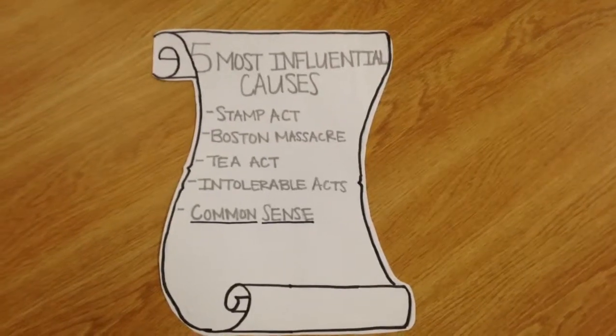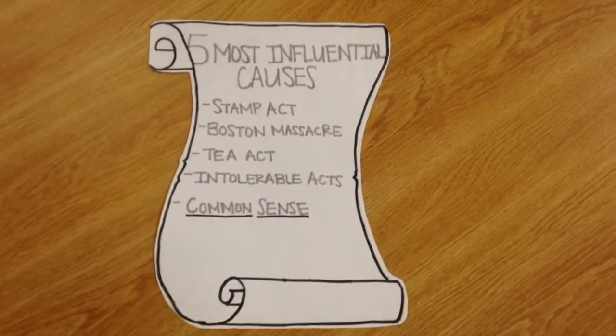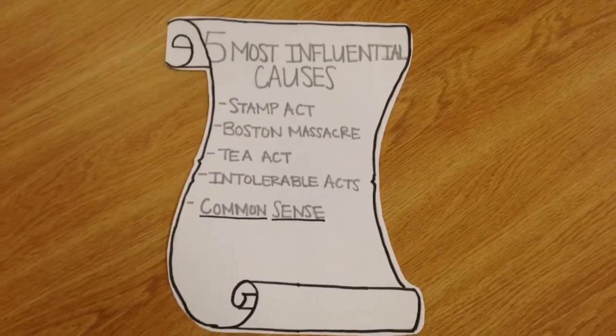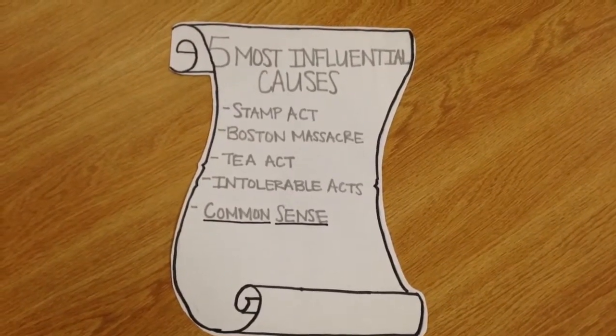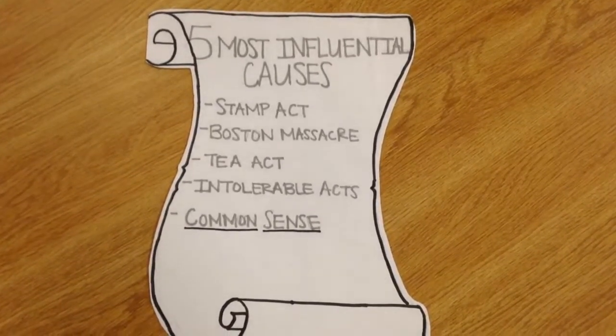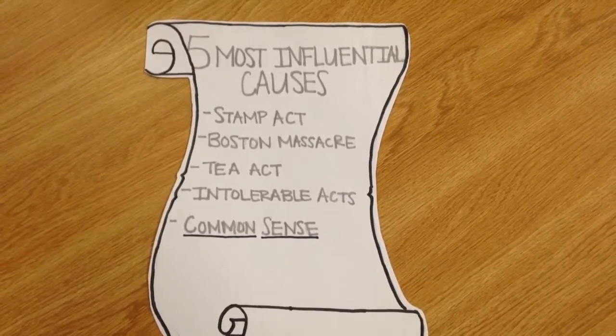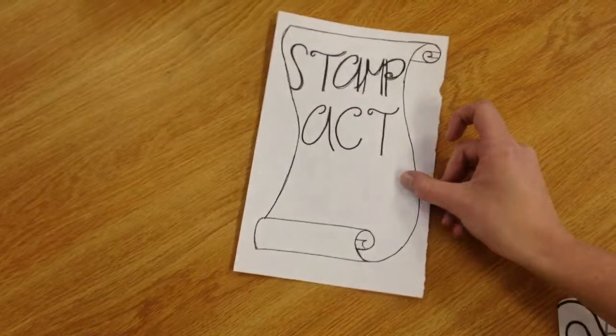The causes behind the American Revolution are debatable. It's not as simple as someone got shot and then people started fighting. Many events led up to and influenced the revolution, but we believe the top 5 events are, in chronological order, the Stamp Act, the Boston Massacre, the Tea Act, the Coercive Acts / the Intolerable Acts, and Thomas Paine's Common Sense. The first cause of the revolution that we are going to discuss is the Stamp Act.